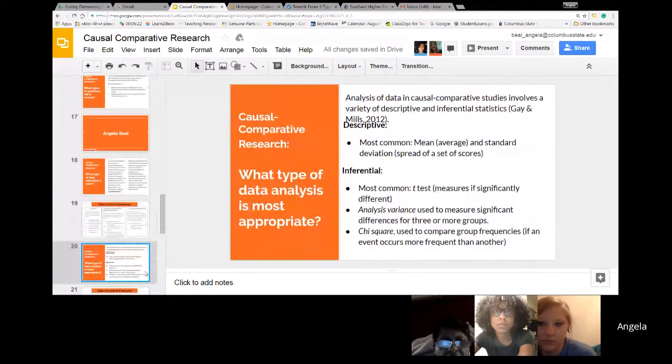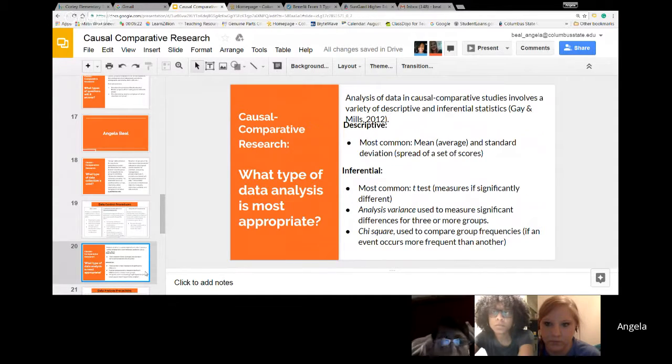Causal comparative research, what types of data analysis are most appropriate? Data analysis in causal comparative studies involves a variety of descriptive and inferential statistics. For descriptive statistics, most commonly they use the mean or the average, and then standard deviation, which is the spread of a set of scores.